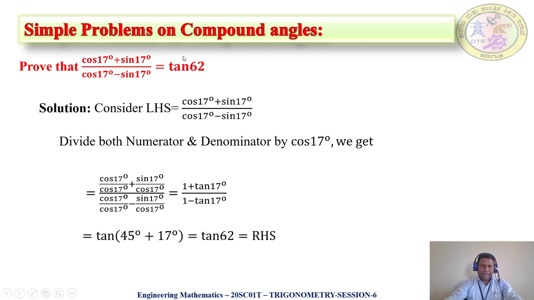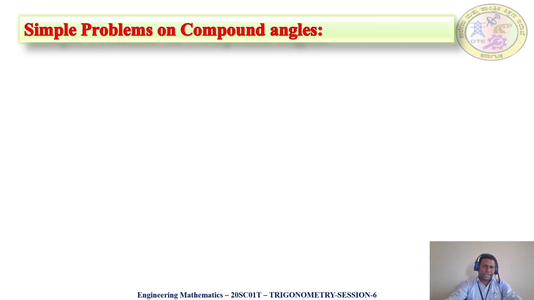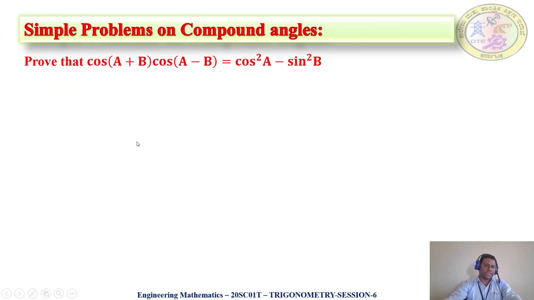Here, our agenda is very simple. We have to get the answer in terms of tan. That's why we have divided both numerator and denominator terms by cos 17 degree. Then it got simplified to 1 plus tan 17 degree by 1 minus tan 17 degree, and for that one, the formula is tan of 45 degree plus A. So we got the answer tan 62 degree. So by using the tan 45 degree plus A equal to 1 plus tan A by 1 minus tan A formula, we have solved this problem. The same problem may also be given in the reverse order, so for that also we can solve by using the same concept.